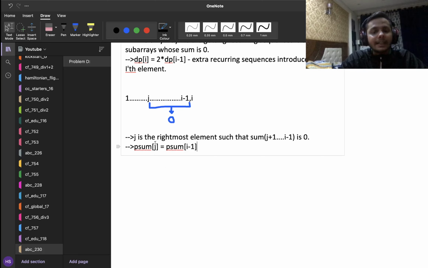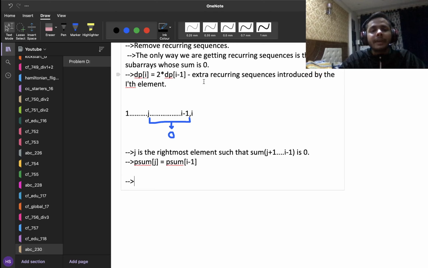And if that is the case, then I need to find the rightmost such index j, and if I successfully find that out, then I know that the extra recurring sequences are being introduced only by the subarray which is starting from j plus 1 to I minus 1. And I need to count the number of these extra recurring sequences and just subtract them from 2 times dp of I minus 1, and if I do that, I will get my correct transitions, right?